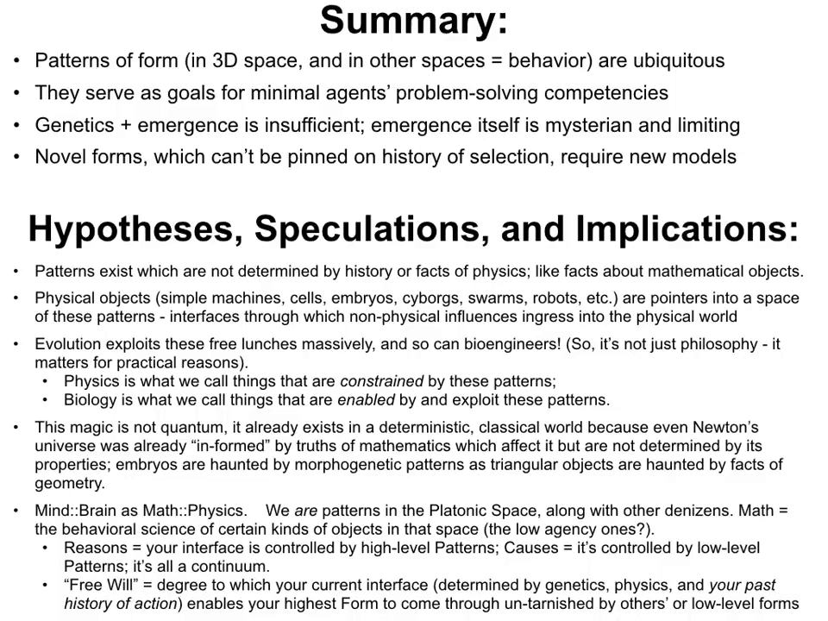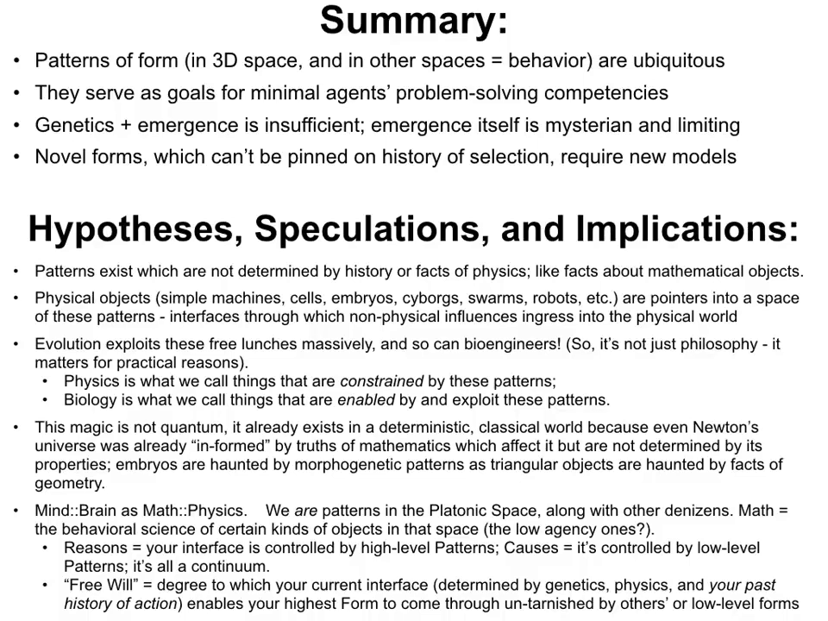That genetics and emergence are insufficient. Emergence by itself, I think, is too Mysterian and limiting. We need to do better than this. And because we now know that there are novel forms that cannot be blamed on a history of selection, we need new models for understanding where these things come from. So those are the things that I try to illustrate, and so here are some hypotheses for the future.